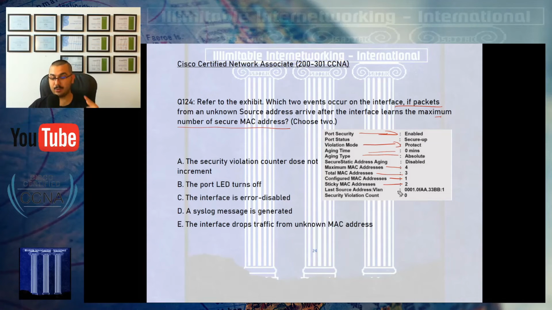This is what I was suspecting, because the last question was also protect. B, the LED turns off. No, because it's not a shutdown. C, the interface is error disabled. No, it's not a shutdown. D, a syslog message is generated. No, it's not a restrict. E, the interface drops the traffic from the unknown source. Definitely correct. And yes, A is also correct.